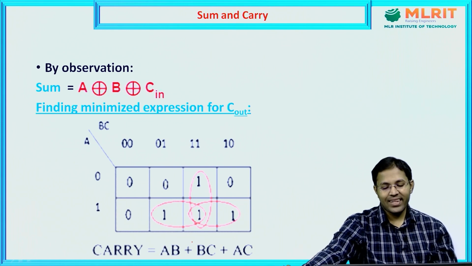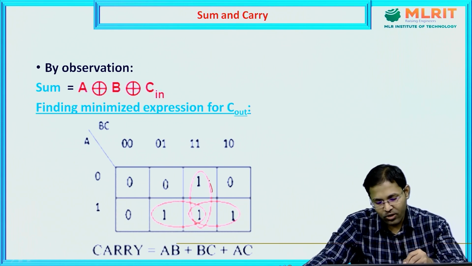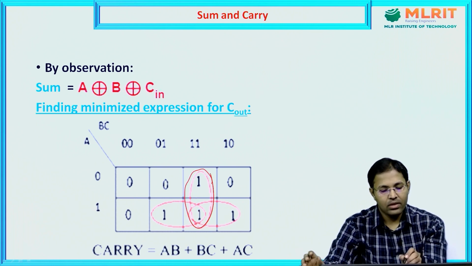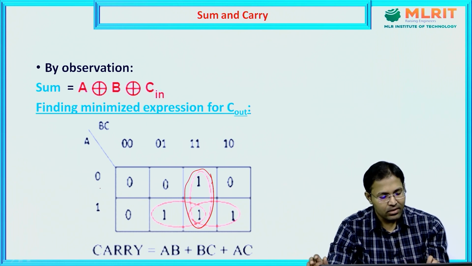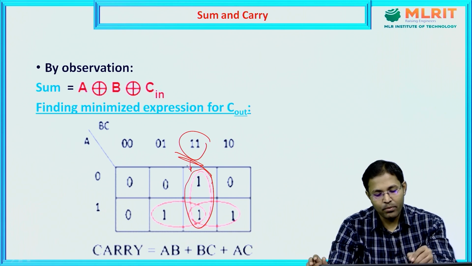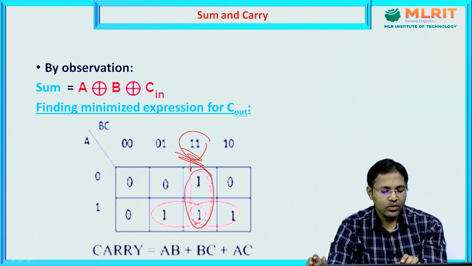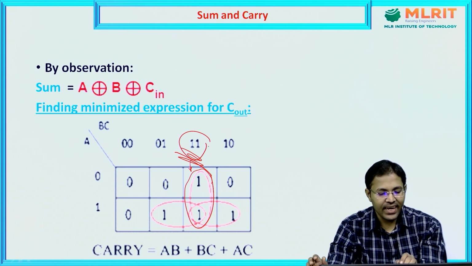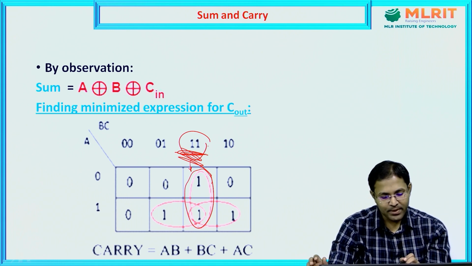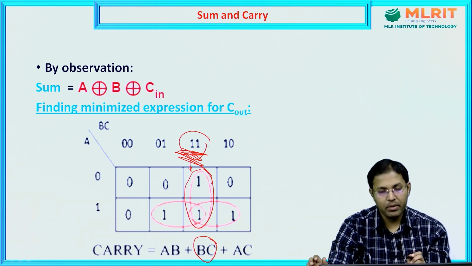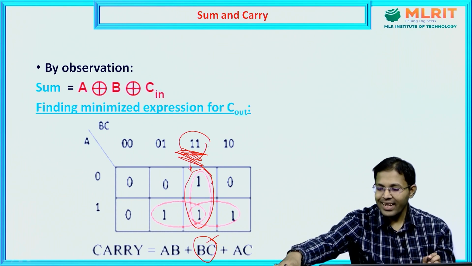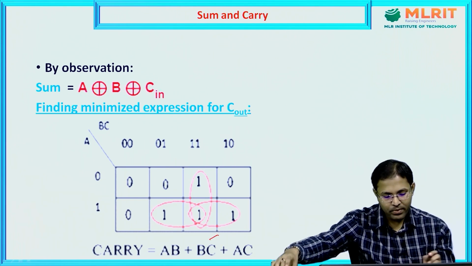So now we have to write the expressions. First, what is common in these 2? Only this is common, one column, same column, so only this one is common. So both B and C are in its true form. So what will be the expression for this? The expression for that will be BC.